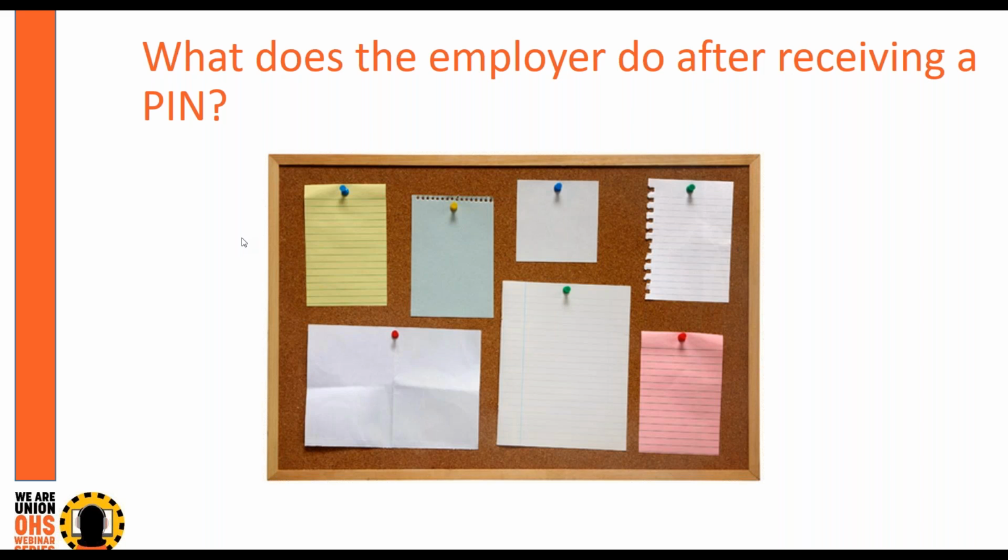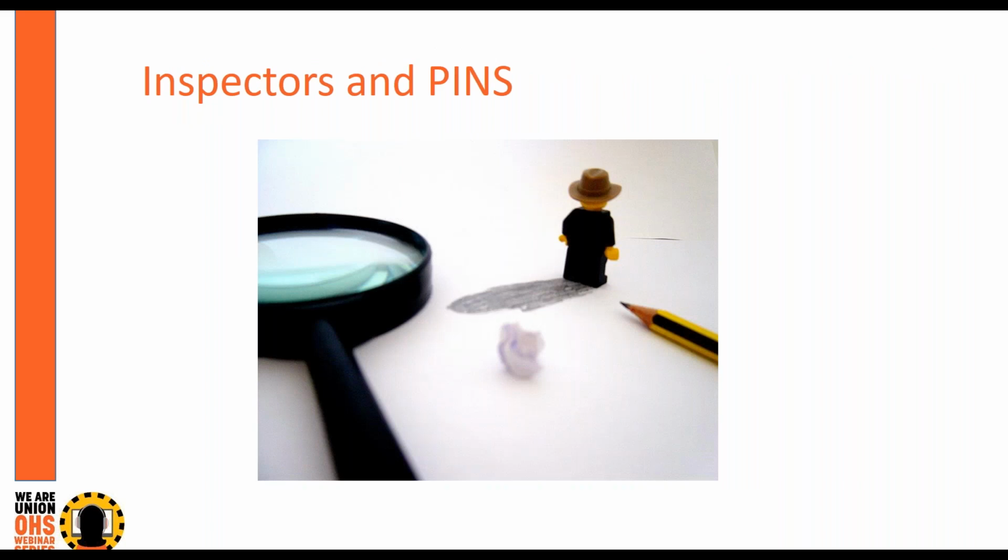So, inspectors and PINs. Now this one can be intimidating for everyone, so it's nice to go through it. If after you have issued a PIN your employer disputes it, your employer must request a WorkSafe inspector to attend the workplace to inquire into it. That inspector is required by law to speak with you, the rep who issued the PIN, and that's under section 102 of the Act, called announcement of entry.